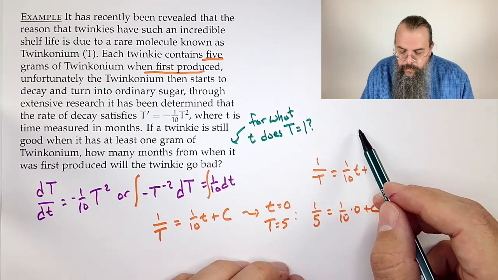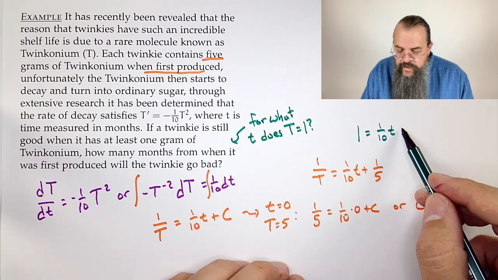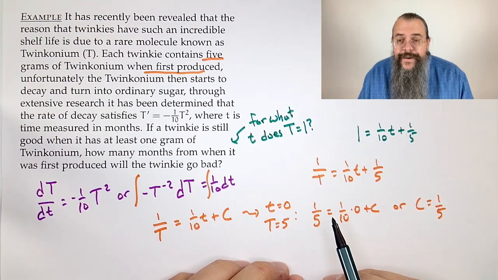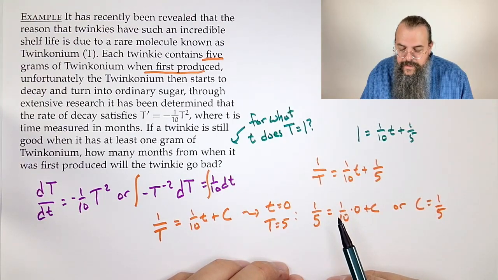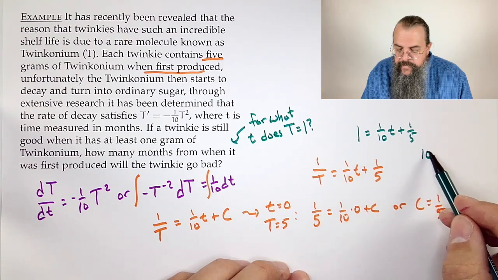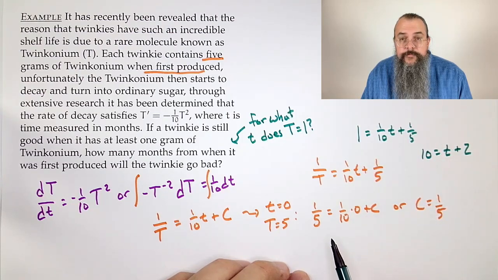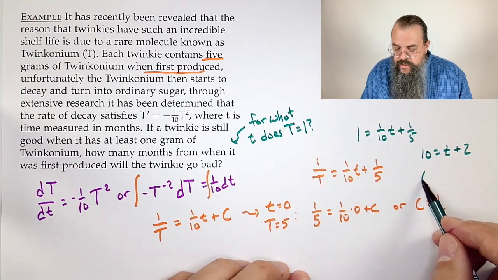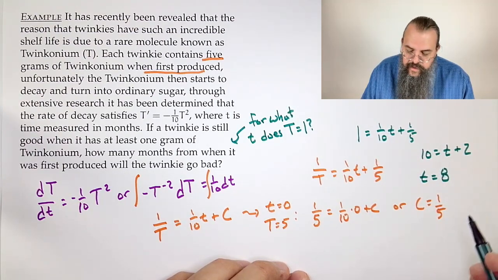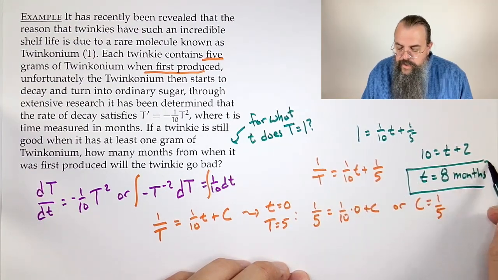So we say, 1 is equal to 1/10 t plus 1/5. Well, let's multiply everything by 10. We can do that. And if we do that, what do we get? We get that 10 is equal to t plus 2, or 10 minus 2 is 8. So that says it'll take us 8 months.